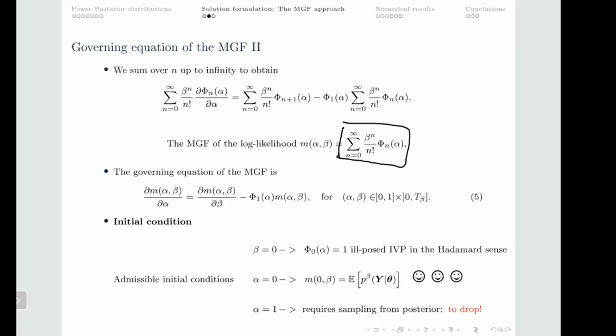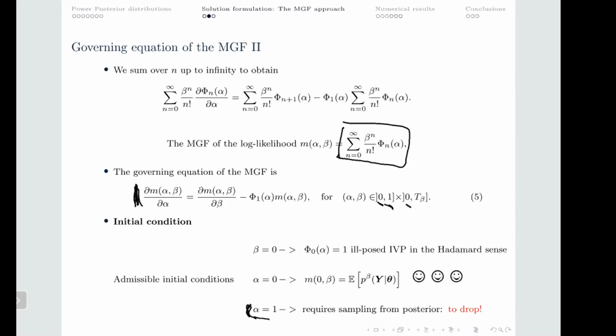Then the governing equation of the moment generating function is the following. This is a first order reaction advection equation that has to be equipped with an initial condition. But we now have three choices for the initial condition. We can decide to take the initial condition at alpha equals 0, or at alpha equals 1, or at beta equals 0.